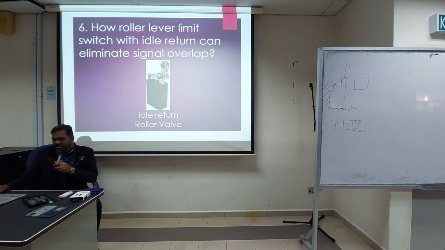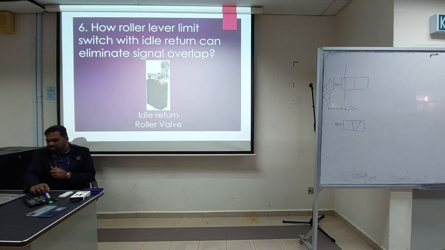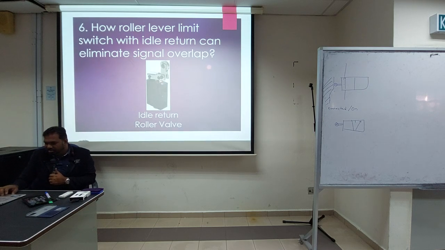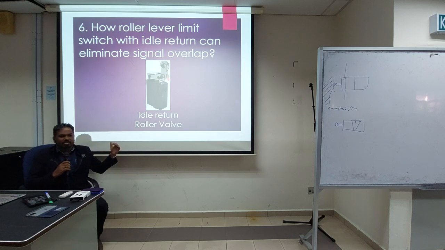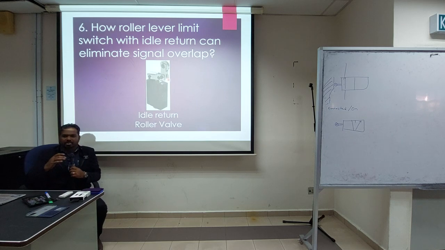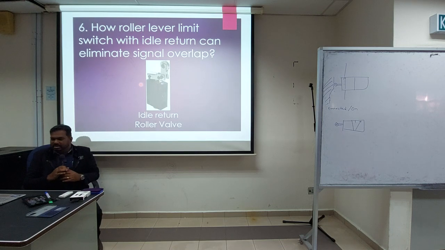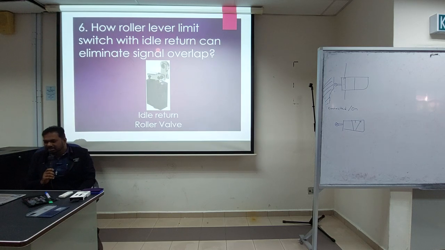Okay, so number 6, final one. Our roller lever limit switch with idle return can eliminate signal overlap. So ini adalah idle return roller valve. As I say earlier, kalau dari one side it will just extend, dia takkan tekan button tu, but from the other side it will have a force to press the button. So dia cuma akan accept input from one side of cylinder, not both side.